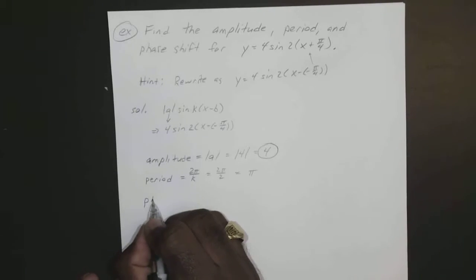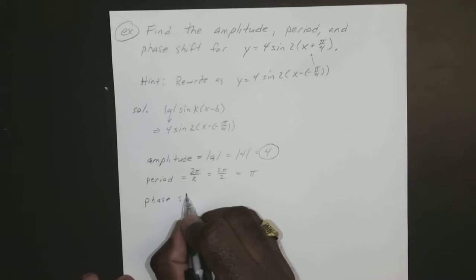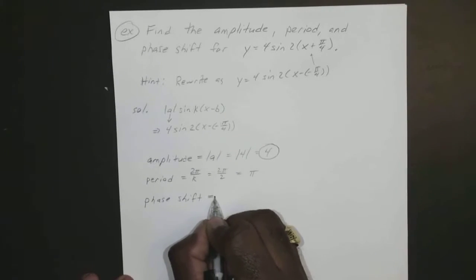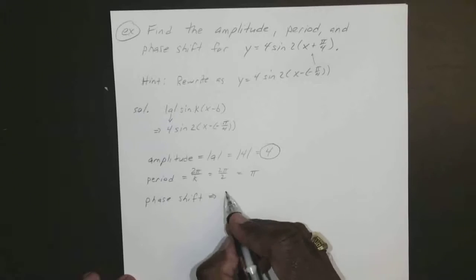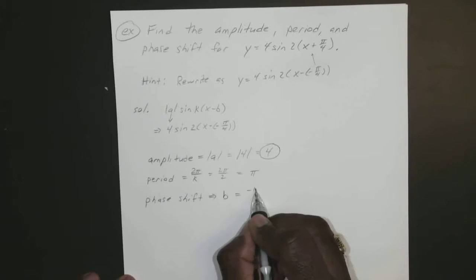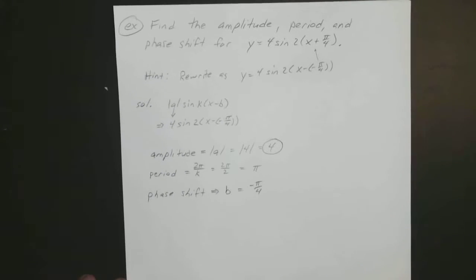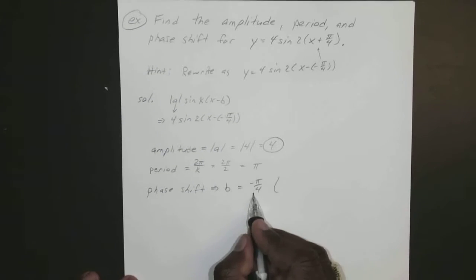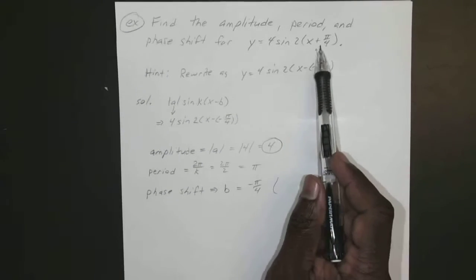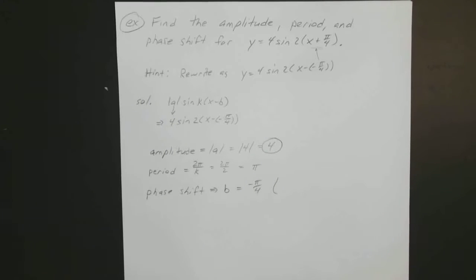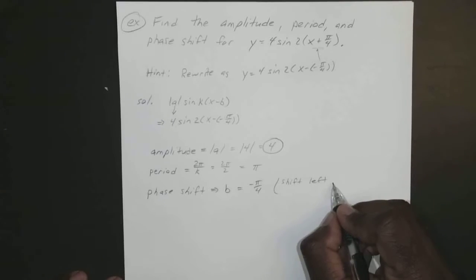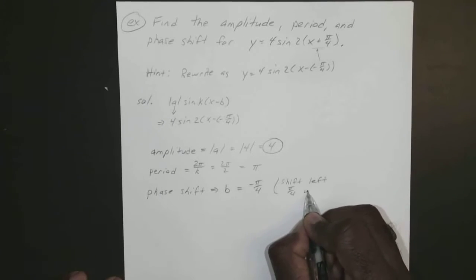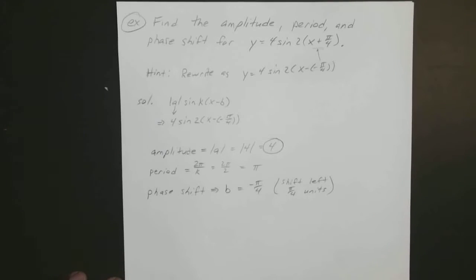Okay, and our phase shift is actually your B, which is negative pi over 4. Okay, which just means since it's negative, it's shifted to the left, which we already knew since it's the plus pi over 4 up there. So it's shifted left pi over 4 units.